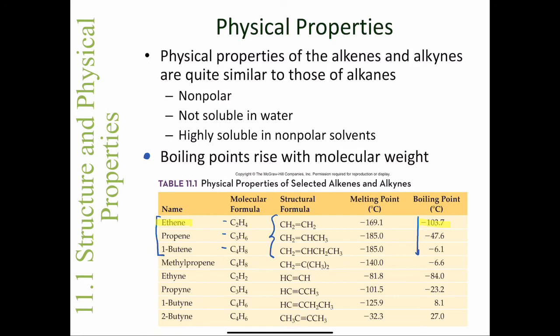Alkenes, alkynes, and aromatic compounds are less dense than water and are nonpolar. Since they are nonpolar, the like dissolves like rule tells us that they're not going to be soluble in water. Just like alkanes, they're going to be very soluble in nonpolar solvents like other hydrocarbons.